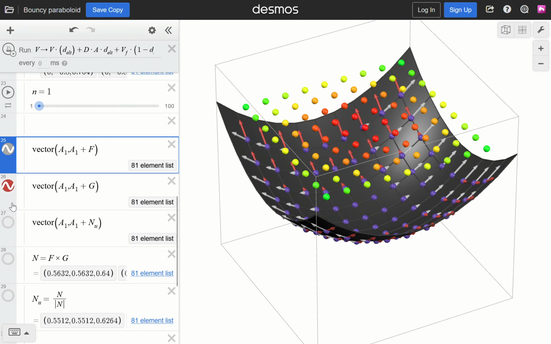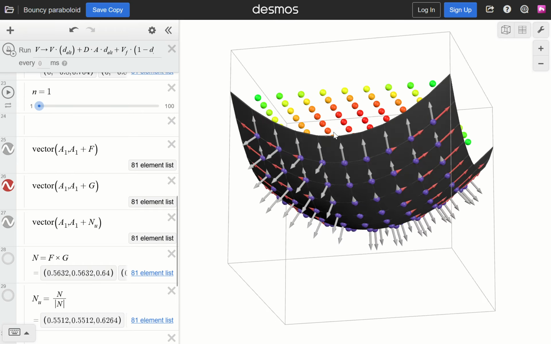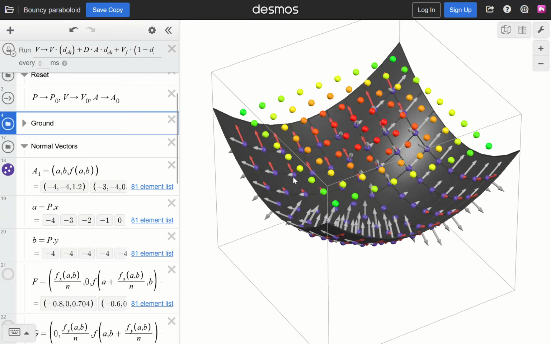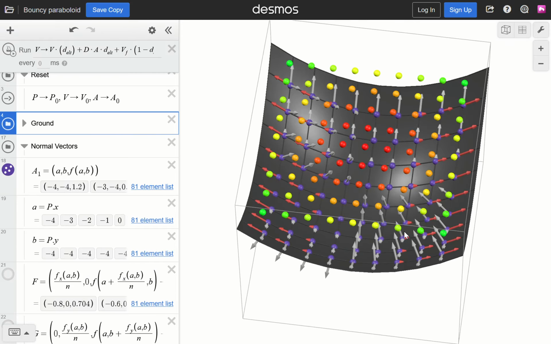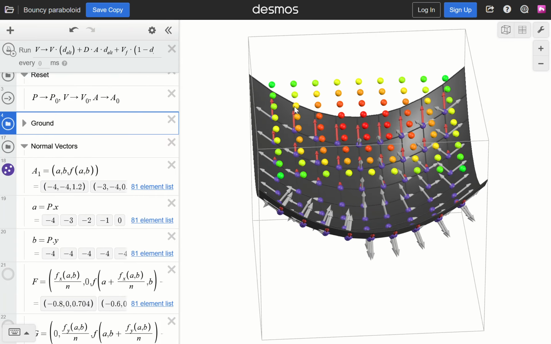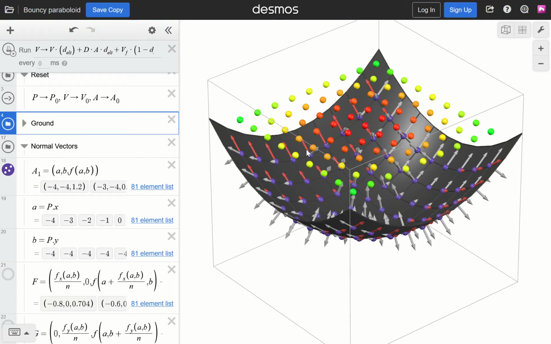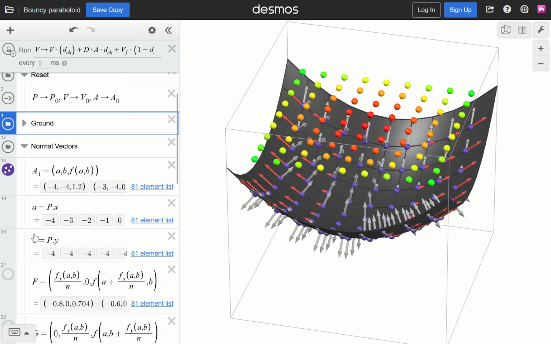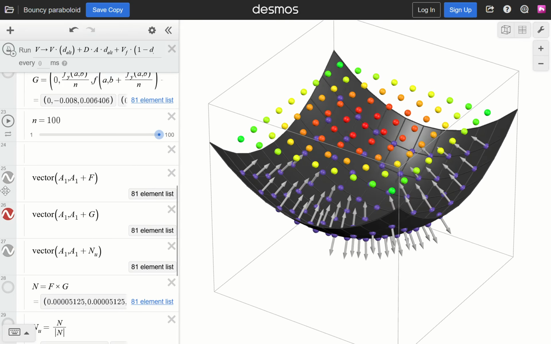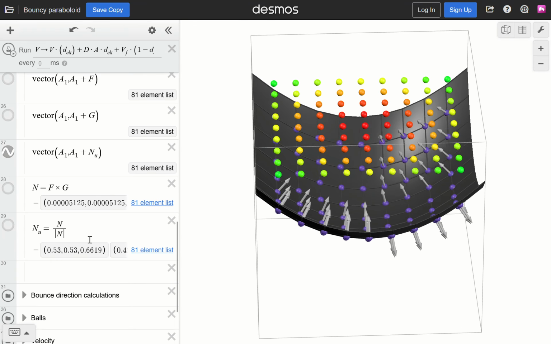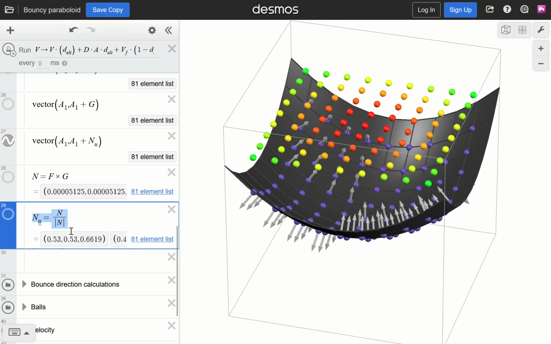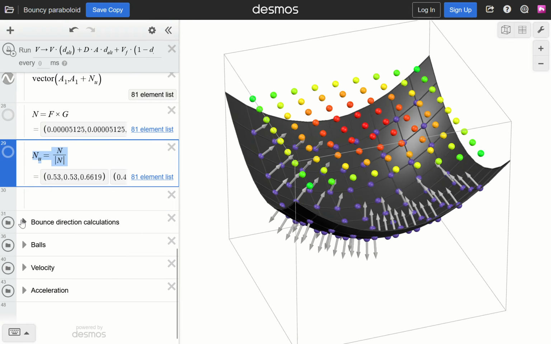When we take the cross product of f and g, that's going to give me a bunch of normal vectors, which are shown here. And here I'm just showing the unit normal vectors. These tell me in what direction the slope is changing. I can use these normal vectors to help me calculate in what direction a reflected ball will bounce. So let's bring n back to 100, and I can turn these off because we can't even see them anymore anyway. So n is f cross g, and nu is just my unit normal vector, in case you're wondering what that is saying.